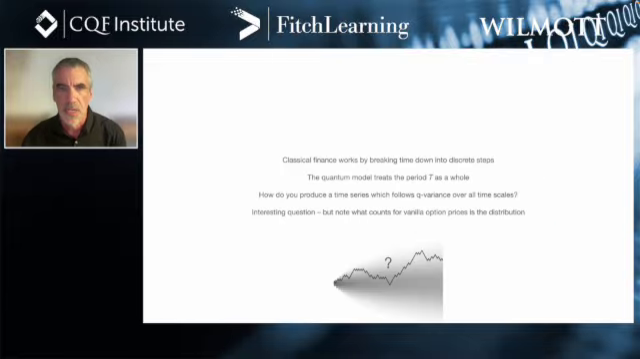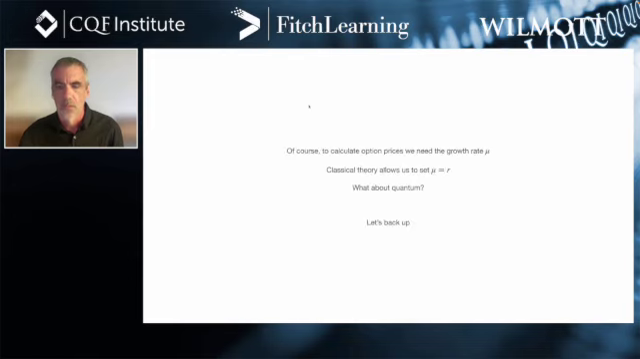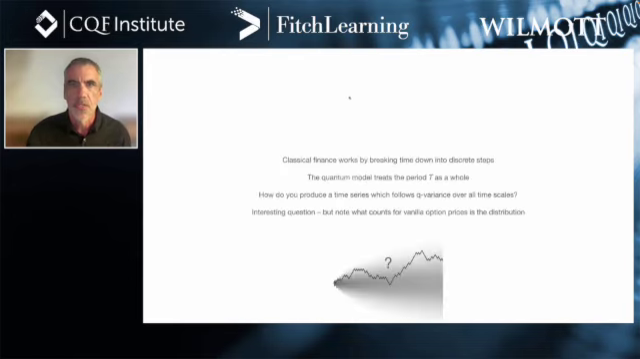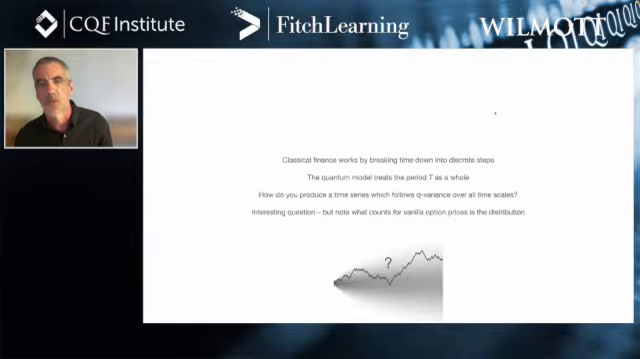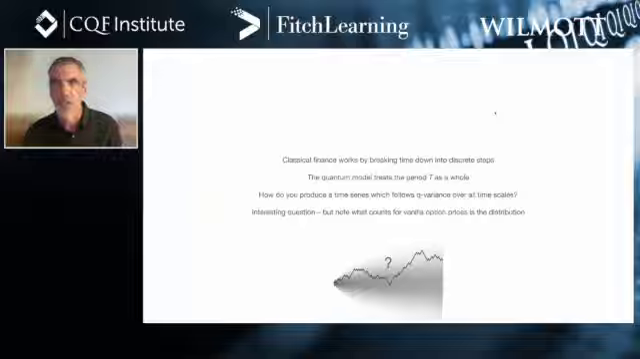Well, one thing is that, as mentioned, classical finance works by breaking time down into discrete steps. And you think about how most things are done in science. We break things down into the parts. So here the difference is that the quantum model treats the period t as a whole. So one question is, how do you produce a time series which follows Q-Variance over all timescales? This is an interesting question, and I'll come back to it later. But note that what counts for vanilla option prices anyway is just the distribution.